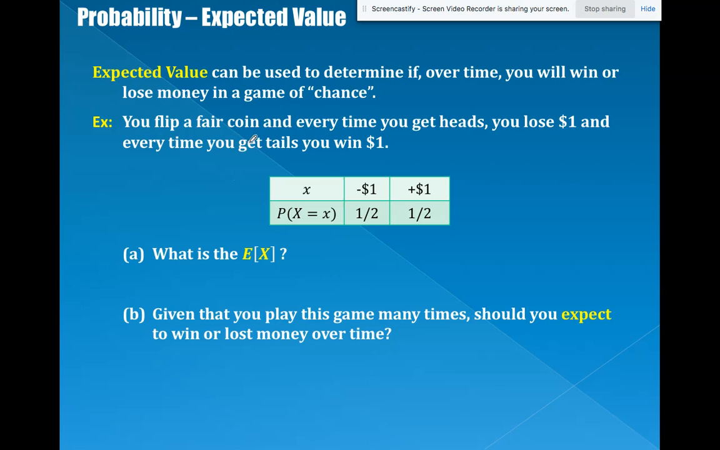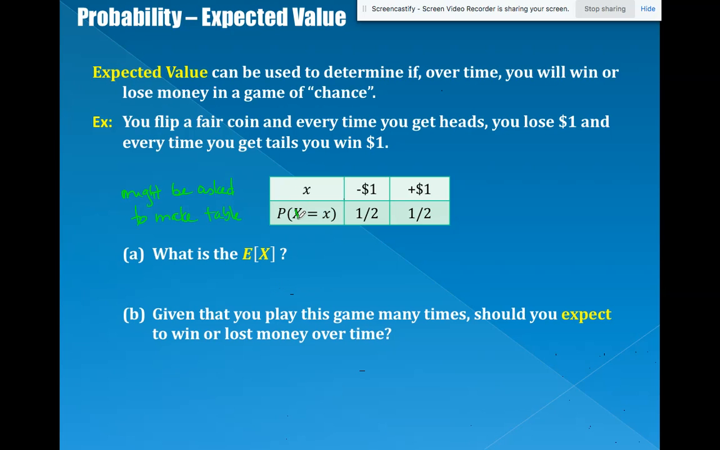So I flip a fair coin, so it's not weighted or anything. And every time I get a heads, I have to lose $1. And every time I get tails, I win $1. So look at how I constructed this table. You could be asked to make a table. So pay attention. Given information, you might be asked to create this table and then answer questions. So look at what I've done.